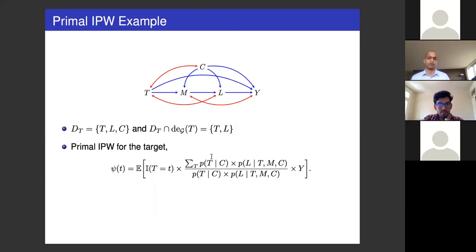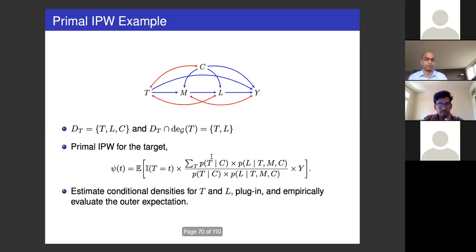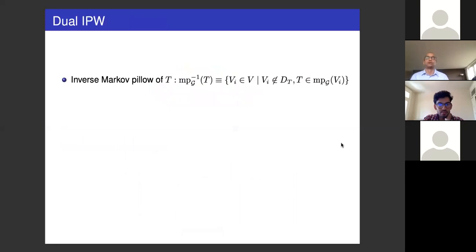And in the numerator, you have a sum over the same product. If you wanted to estimate this from finite samples, what you would do is essentially estimate these conditional densities, plug them in, and empirically evaluate this outer expectation. And for these conditional densities, you could use logistic regression or whatever is appropriate for the given setting that you're dealing with.